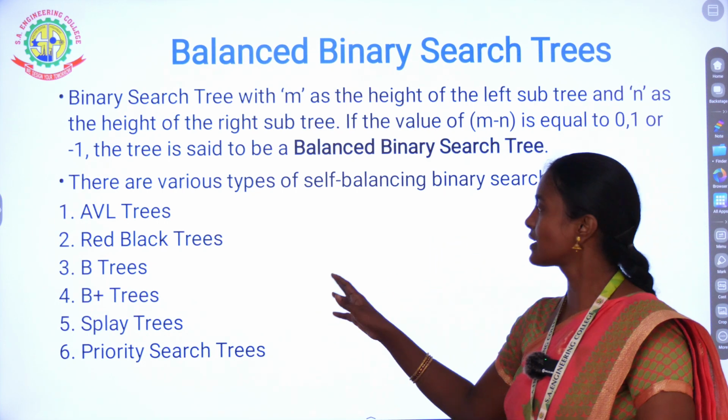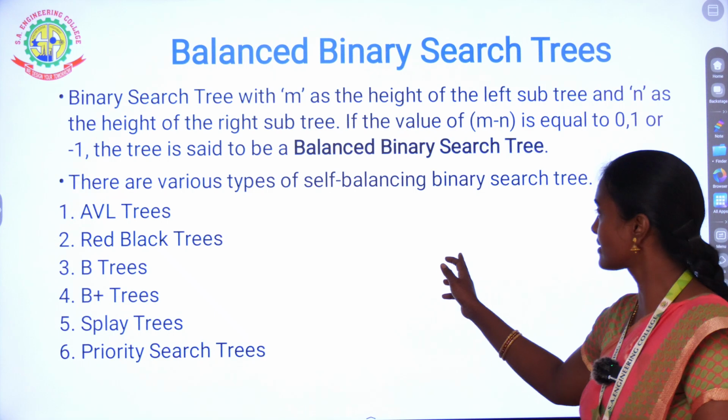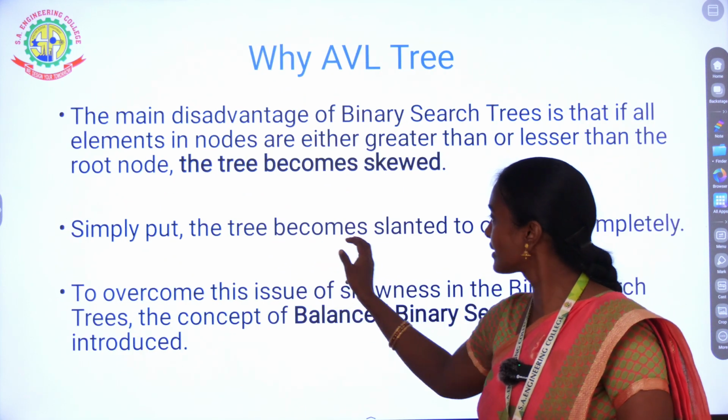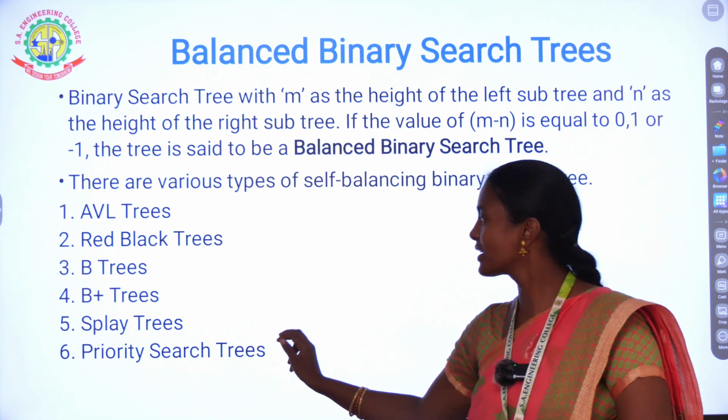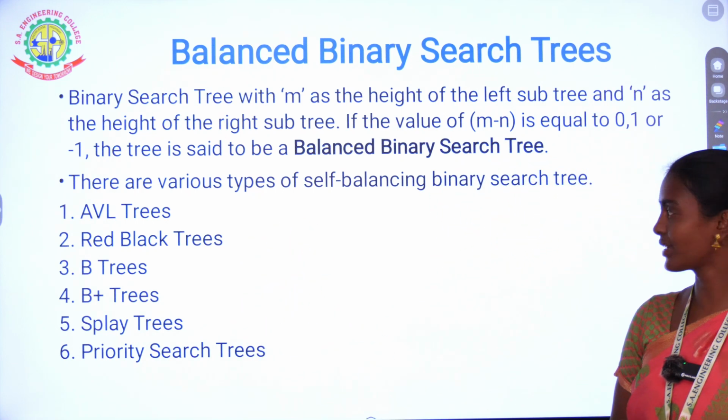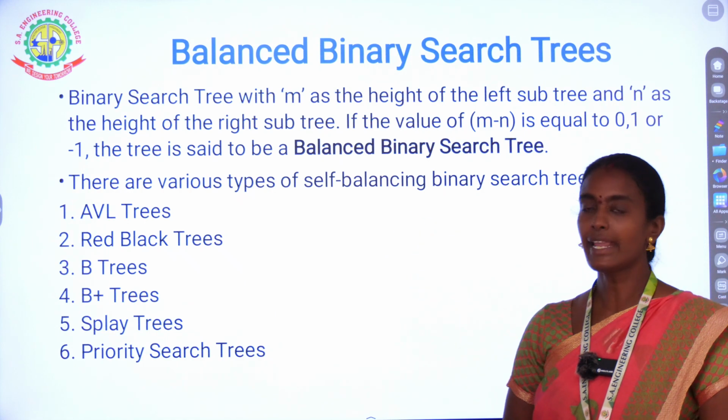There are various types of self-balancing binary search trees. These are the types of balancing trees: AVL trees, red-black trees, B trees, B plus trees, splay trees, and priority search trees. Here we are going to see about the AVL trees.